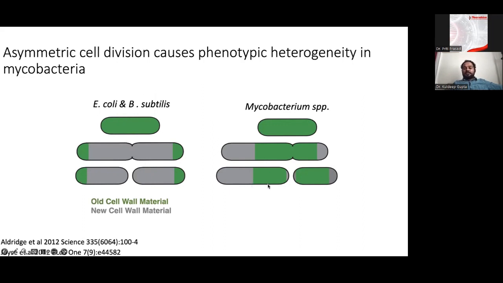The larger cell, also called the fast growing cell, is more sensitive to cell wall targeting antibiotics like ampicillin, while the smaller cell is more sensitive to rifampicin. So we can see that cell division in mycobacteria produces a clonal population, but this clonal population is phenotypically heterogeneous.